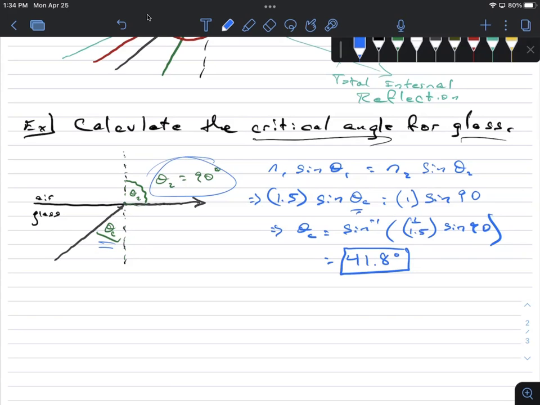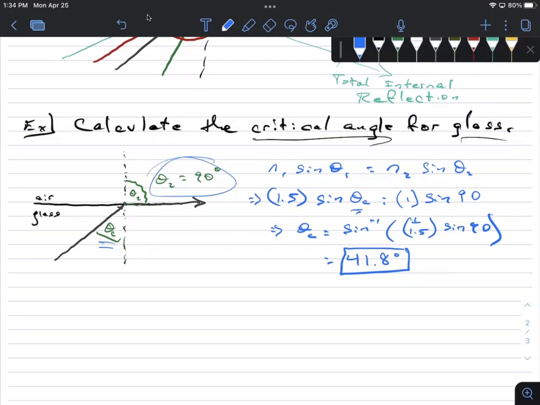Any critical angle problem I give you will be just like this. I will say, calculate the critical angle of blank. So in this case, it was glass. Last class, we did water. It could be any material as long as you know the index of refraction.